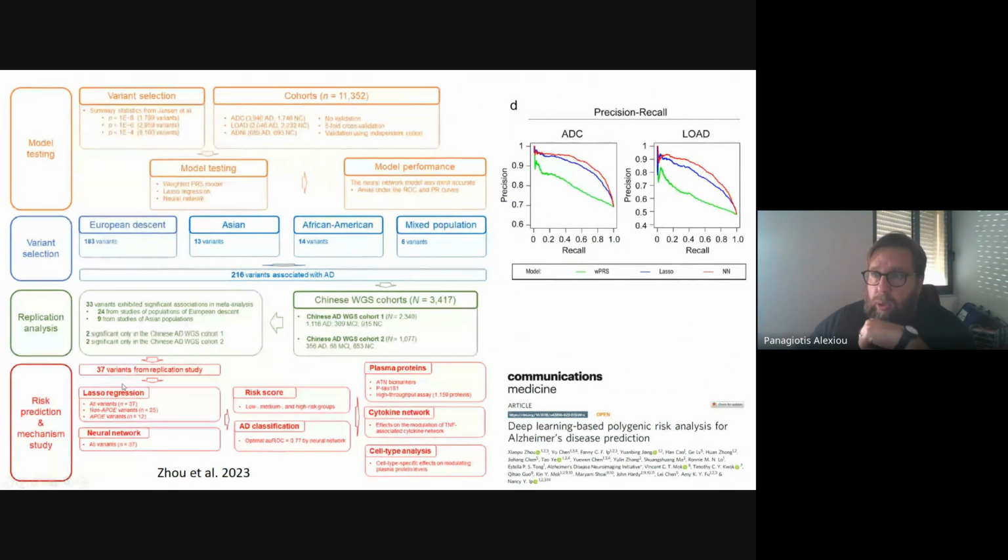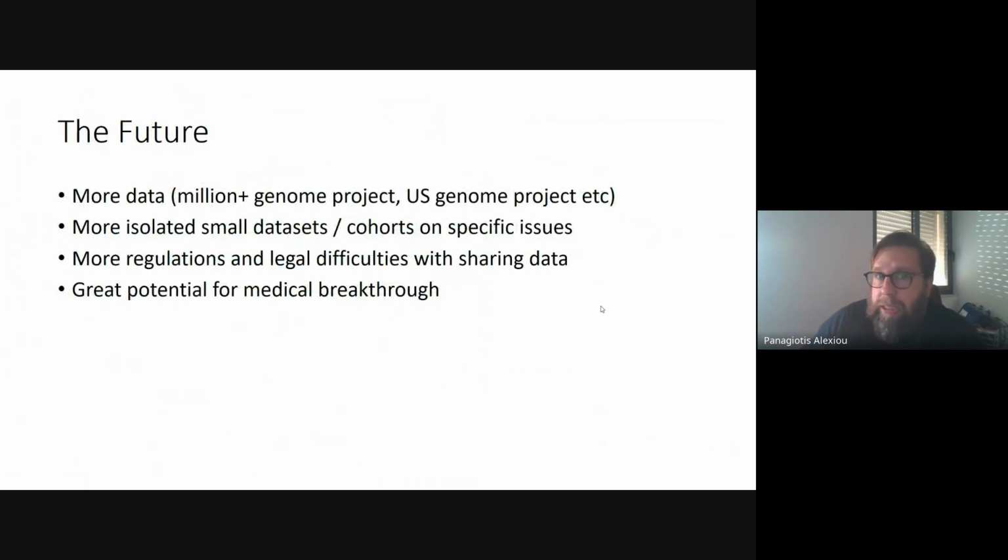But anyway, they use Lasso and neural networks, and they produce a score. They saw in their paper, which is a nice paper, that in two different data sets, the red line, which is the neural network, works better than the Lasso, and quite a bit better than the linear polygenic risk score, in being predictive of Alzheimer's disease. Okay, so this was pretty much everything.